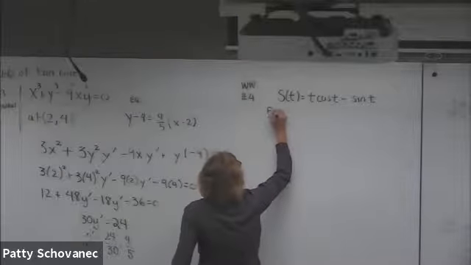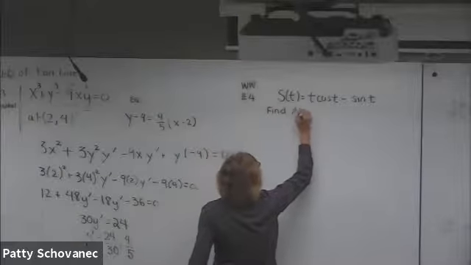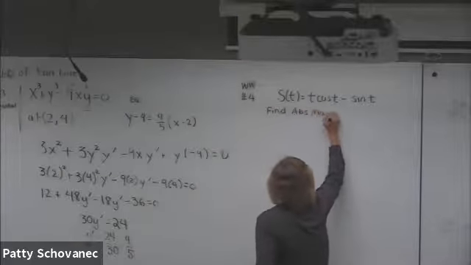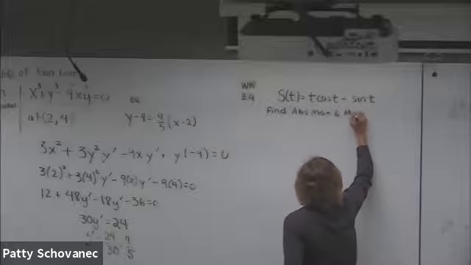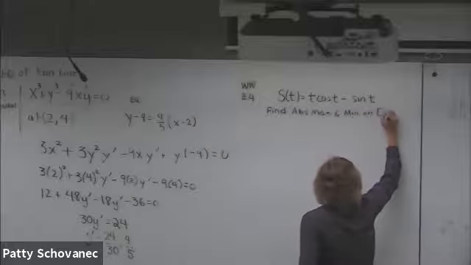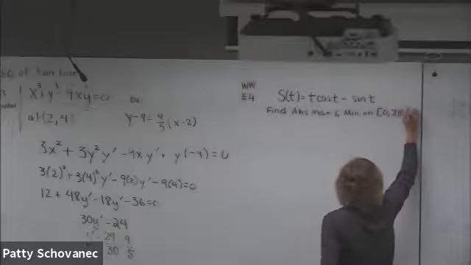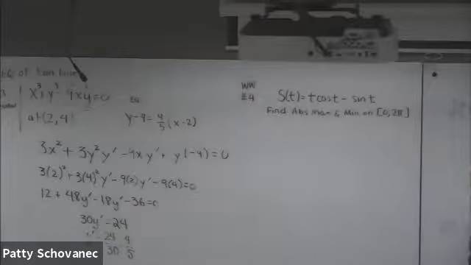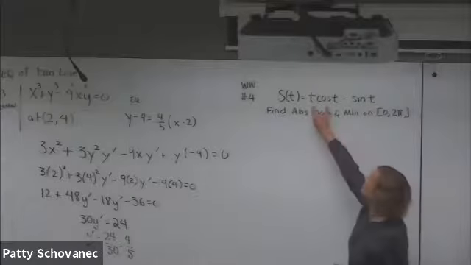We'll find the absolute max and min on the interval from 0 to 2 pi. So we're going to have to collect our critical numbers. That means you need the derivative of this. Take the derivative, but pay attention, your first term has a product rule in it.